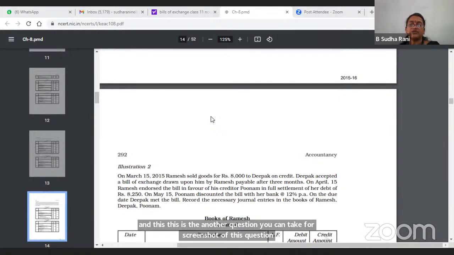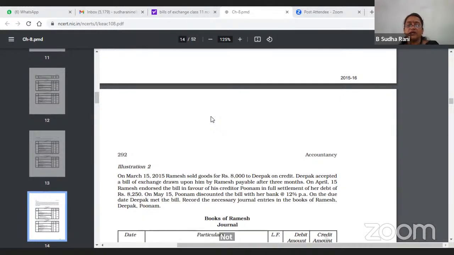So what is the question? Let us see. On March 15, 2015, Ramesh sold goods worth 8,000 to Deepak on credit. Deepak accepted the bill, payable after 3 months. And on 15th, Ramesh endorsed the bill in favor of Poonam for 8,250. On May 15, Poonam discounted the bill.